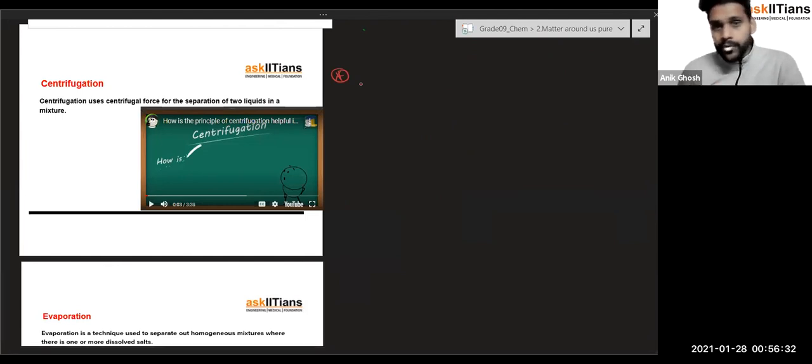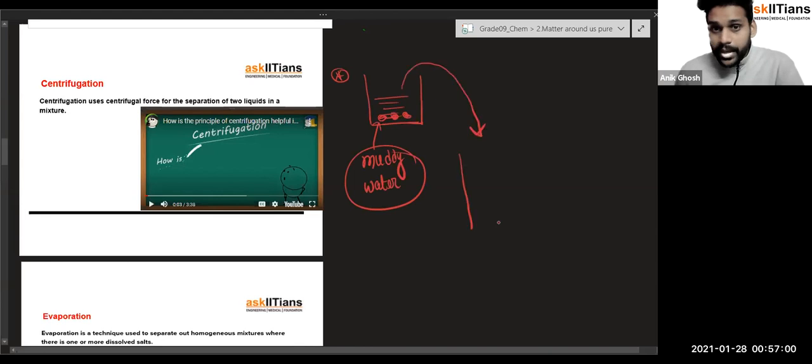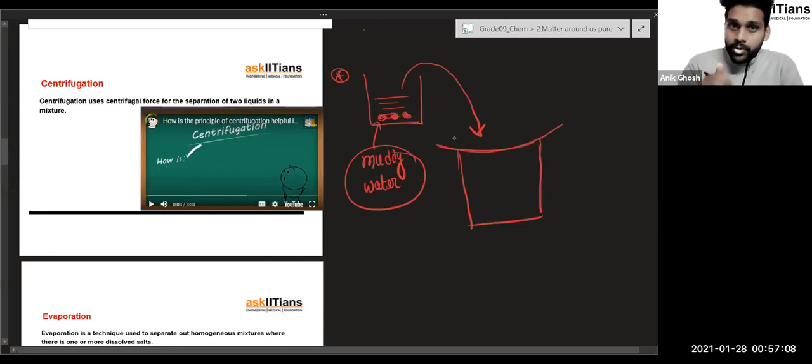If you have that beaker with the muddy water in it, you can just directly filter it. Think about it, the muds are very big particles, isn't it? So take a filter paper or a sieve plate, or you can take a cloth as well. You just have to take something that has very small pores in it.